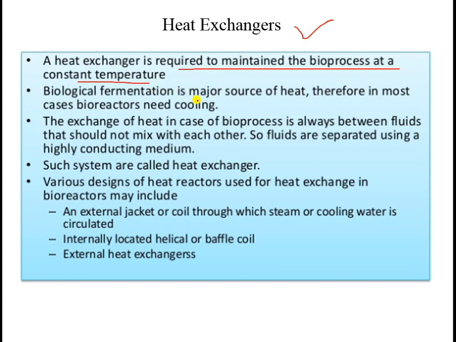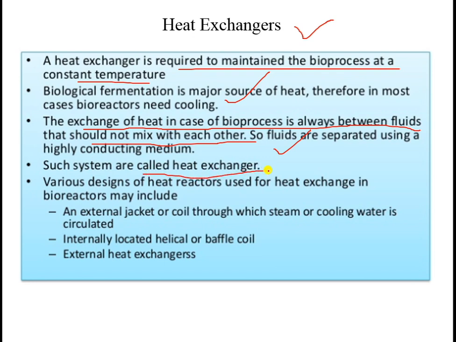Biological fermentation is a major source of heat, and therefore, in most cases, bioreactors need cooling. In heat exchangers, there is an exchange of heat. In bioprocesses, it is always between fluids that should not mix with each other, so there should be separation. The fluids are separated using a highly conducting medium. Such systems are called heat exchangers. There is no direct contact.